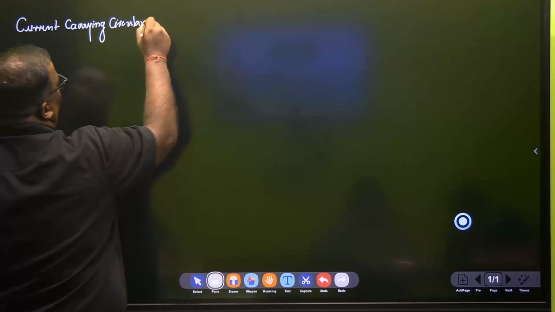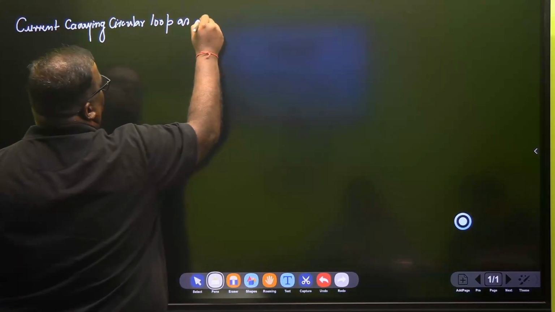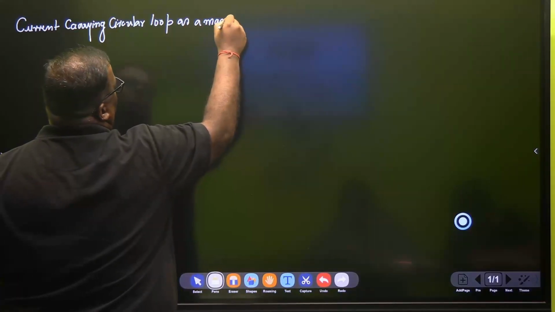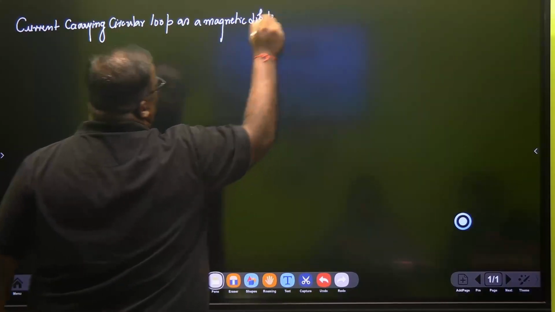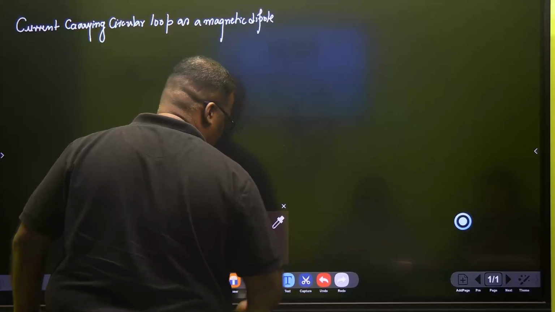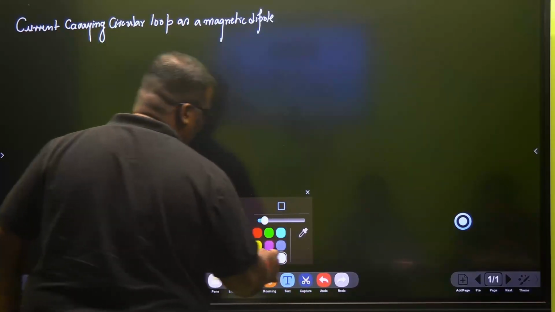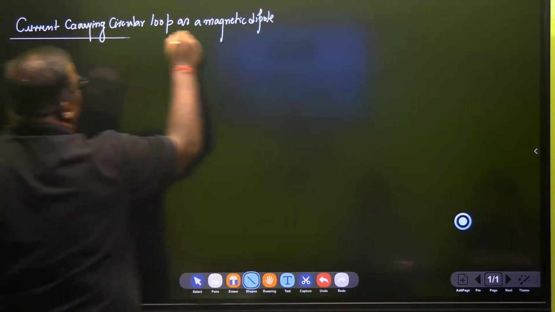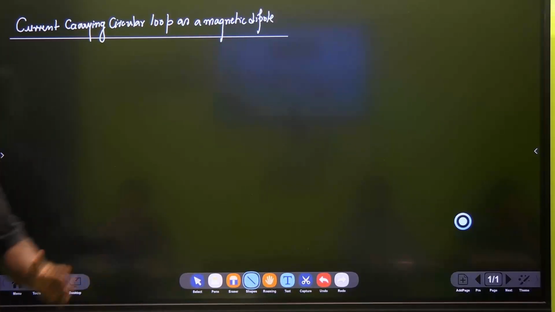Current carrying circular loop as a magnetic dipole. Children, this is very easy. What we are trying to say is that there will be a current carrying circular loop, and this loop will be viewed by us as a magnetic dipole, meaning the two poles of a magnet. You'll see a north pole and a south pole. Typically, you'll see it as a bar magnet.